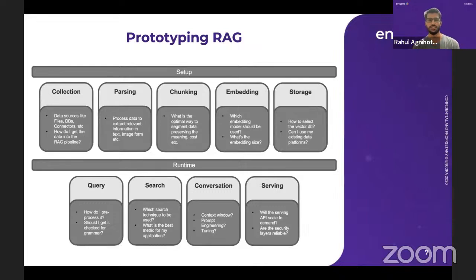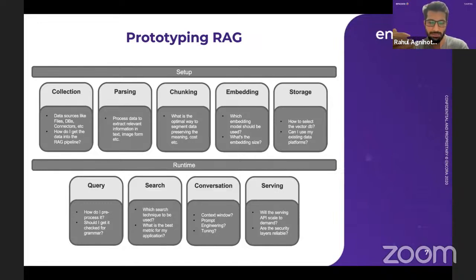So the first stage is collection. Since RAG systems always depend on external data, you need to collect it. It could be coming from any collection of files or any database, like connectors, and then you have to integrate them into your RAG pipeline. Now, parsing. Whenever you collect data, you need to process it into a particular format which could be fed into a GenAI system.